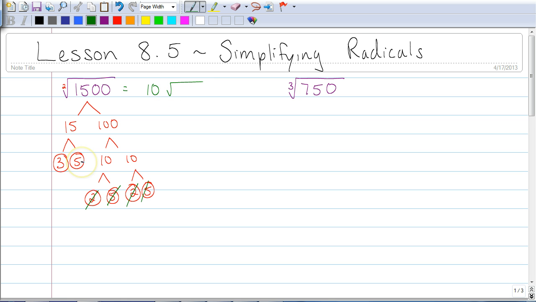What I'm left with remains under the radical. So 3 times 5, I can't factor those out, so that means that 3 times 5, or 15, is going to stay under the square root. So the square root of 1500 simplifies to be 10 times the square root of 15.